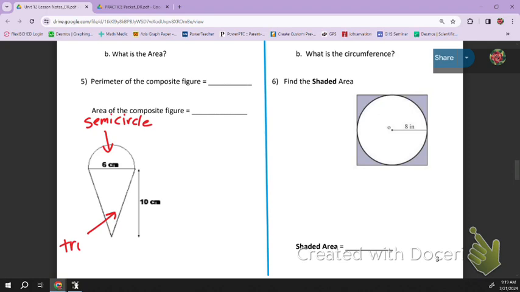What's the bottom? A triangle. Oh my gosh, we've spent so much time on triangles. Lucky us, we get to do another triangle. We need to find the perimeter of this figure, then we need to find the area. So let's do the perimeter first.